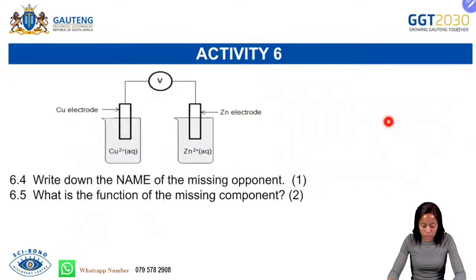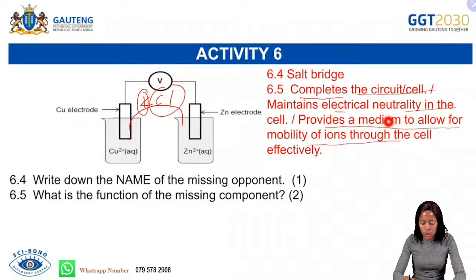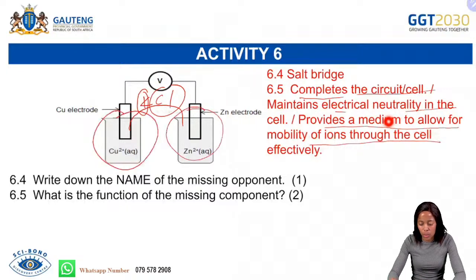Okay. Then next it says write down the name of the missing component. It's going to be the salt bridge. What is the function? We spoke about this. We are saying it's to complete the circuit, to maintain electrical neutrality, and to provide a medium that will allow, for example if we had KCl, the movement of ions to flow through the cell effectively, without the two electrolytes mixing up there.